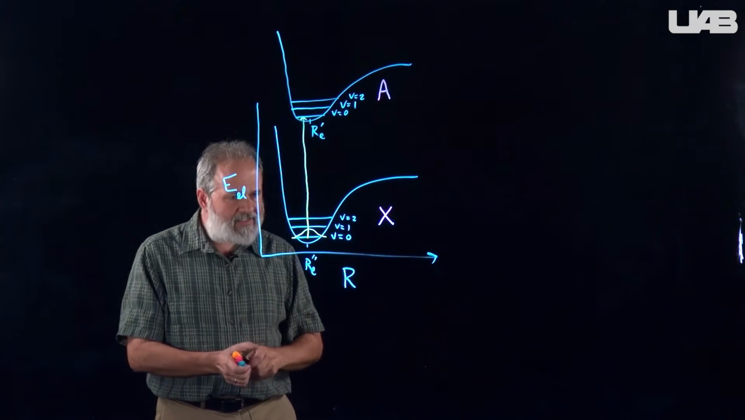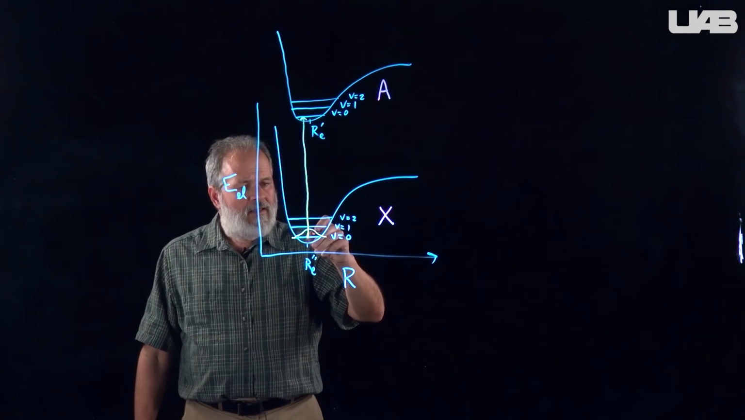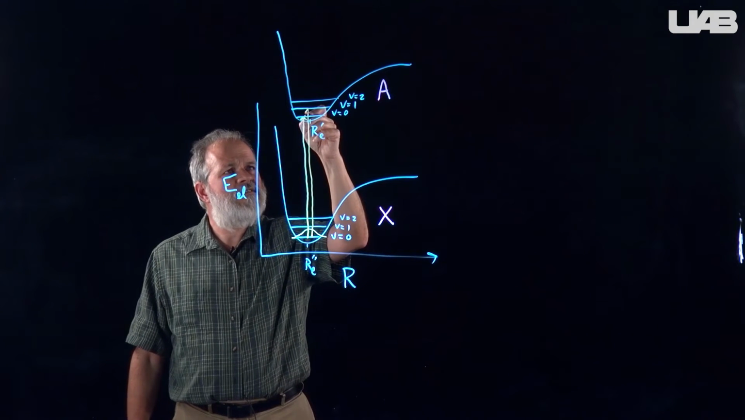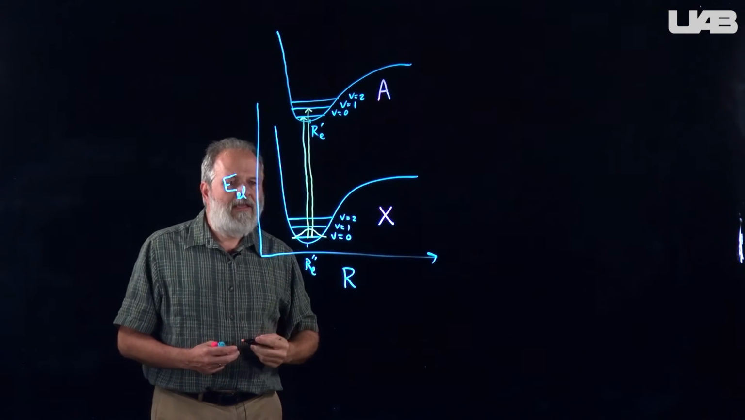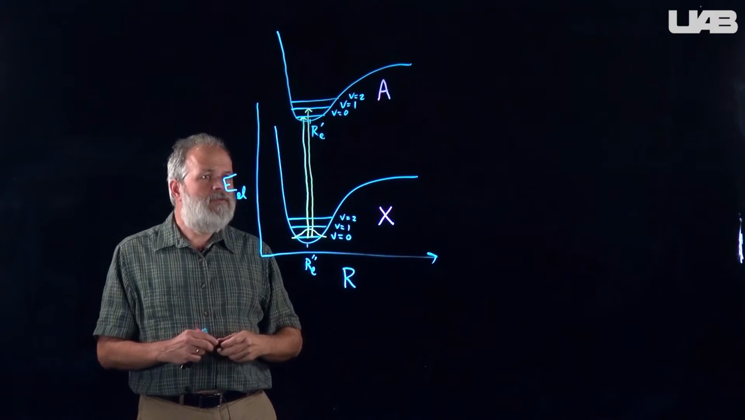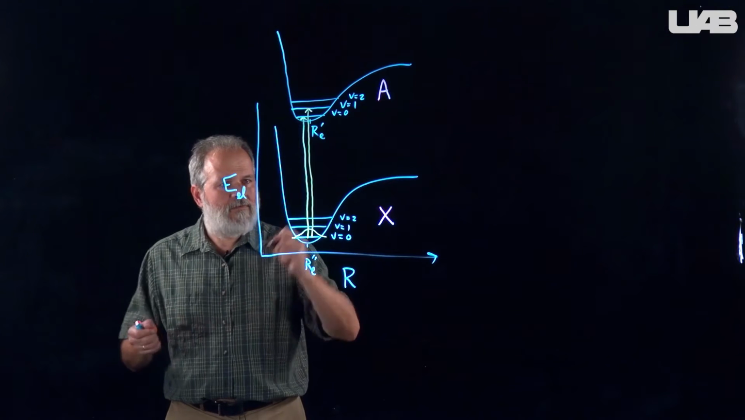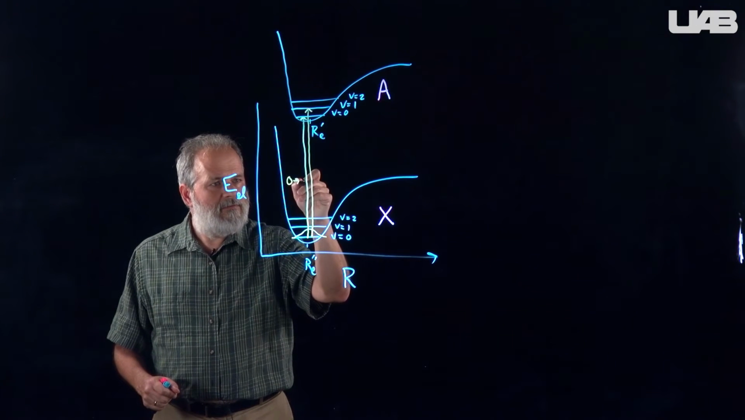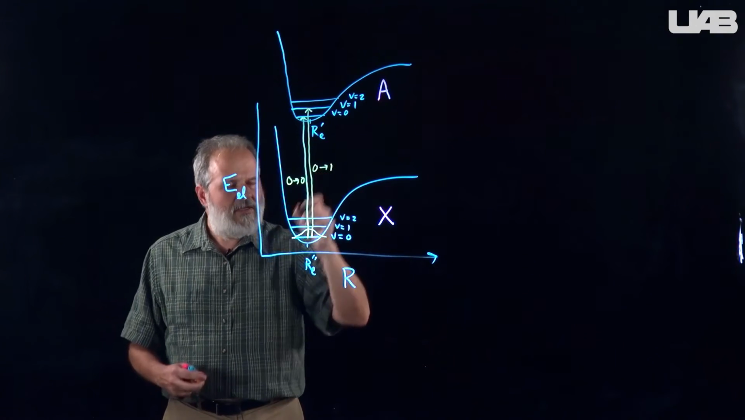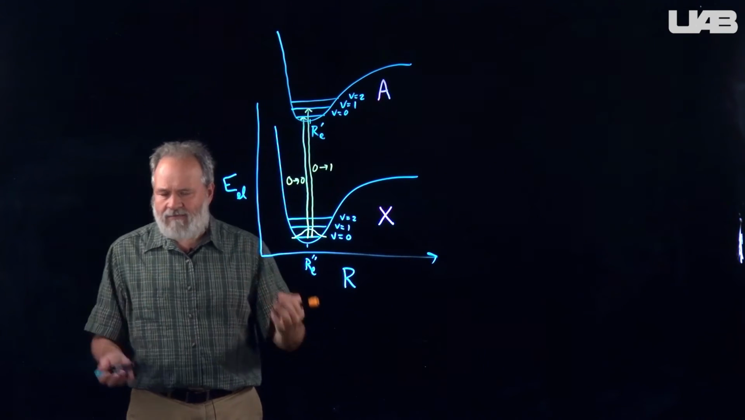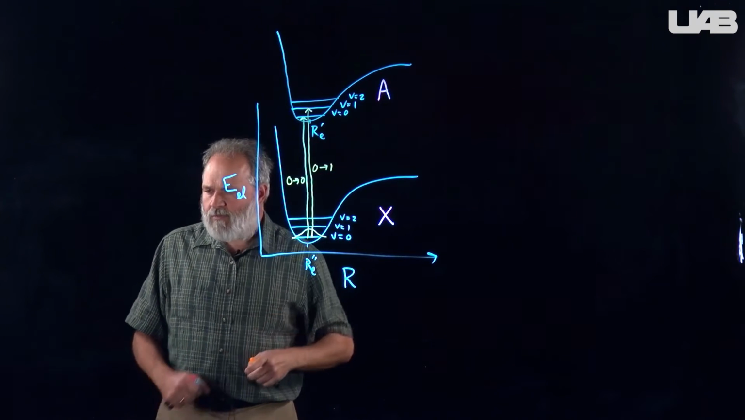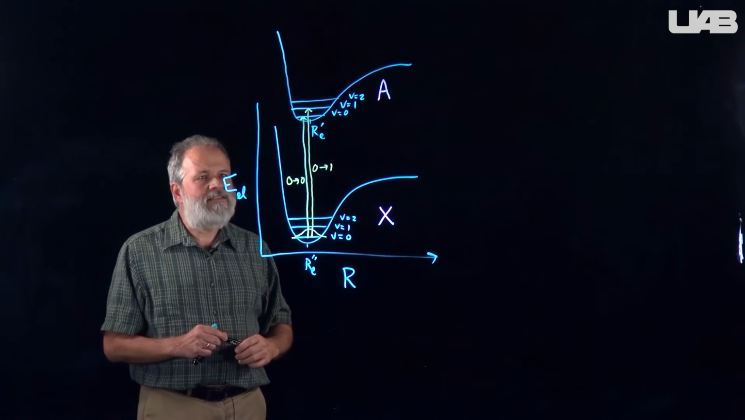Okay, so that's that excitation, but you can also go to V equals 1 just as easily in the excited state as from 0 to 0. And so the first transition, you might label it 0 to 0. And the second transition, you might label it 0 to 1. So the first number is the vibration quantum number in the ground state, and then the second number will be the vibration quantum number in the excited state.